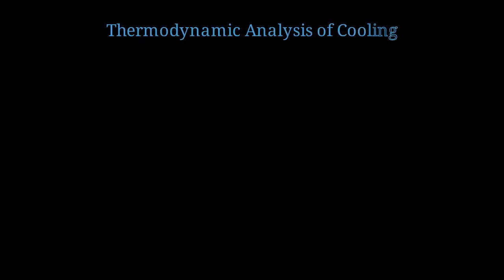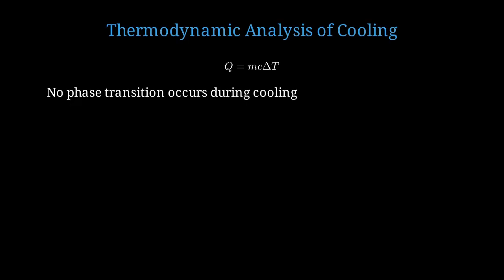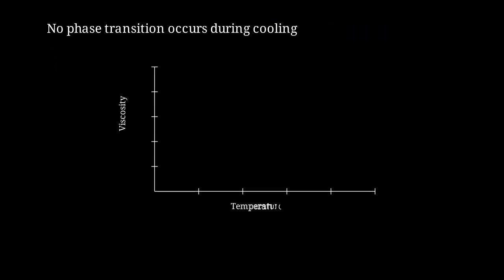Let's analyze what happens thermodynamically as our hard cracked syrup cools from 150 degrees to room temperature. The heat released is Q equals mc delta T, where m is mass, c is specific heat capacity, and delta T is the temperature change. Unlike water freezing into ice, there is no first-order phase transition with a latent heat. Instead, the syrup gradually becomes more viscous. As temperature decreases, viscosity increases exponentially.